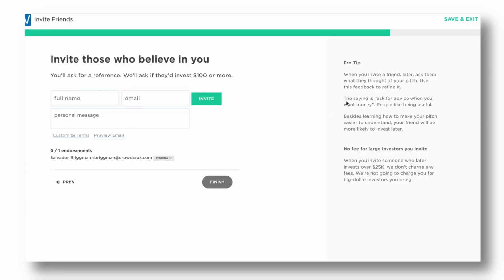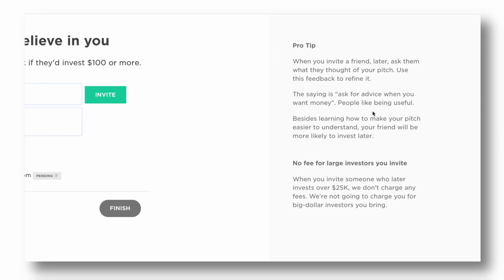Now, what I like the most, and also how you use this, is you want to basically try to prime the pump and get people invited ahead of time, so that when you go live with your campaign, you're already going to have a bunch of people that are interested, vouching for you, and excited for you to go live.